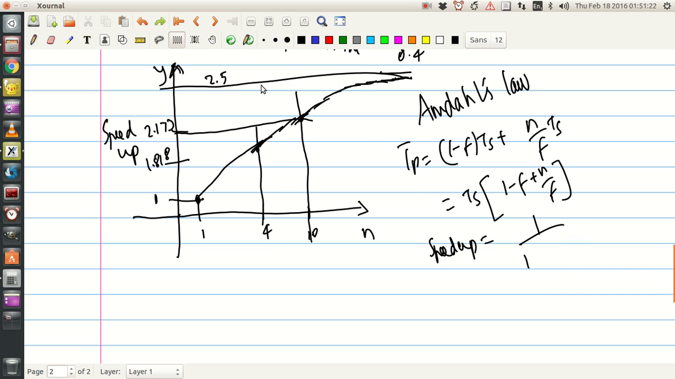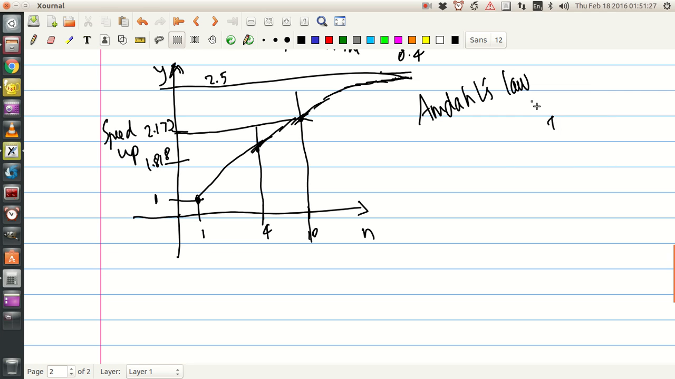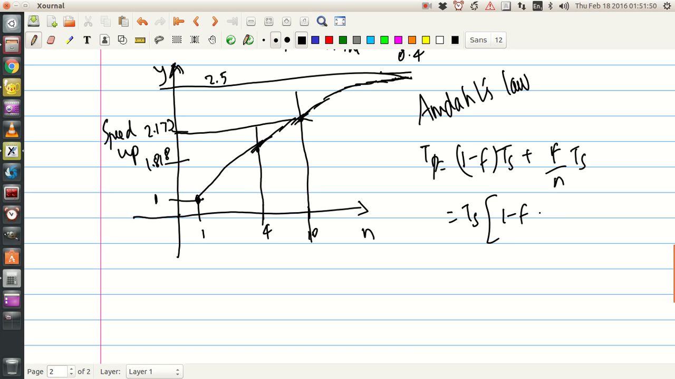My mistake, I did this wrong. TP equals 1 minus f times ts plus f divided by n times ts. So if I take ts common, this will be 1 minus f plus f divided by n. So your gain, the speed up, is 1 divided by 1 minus f plus f divided by n.